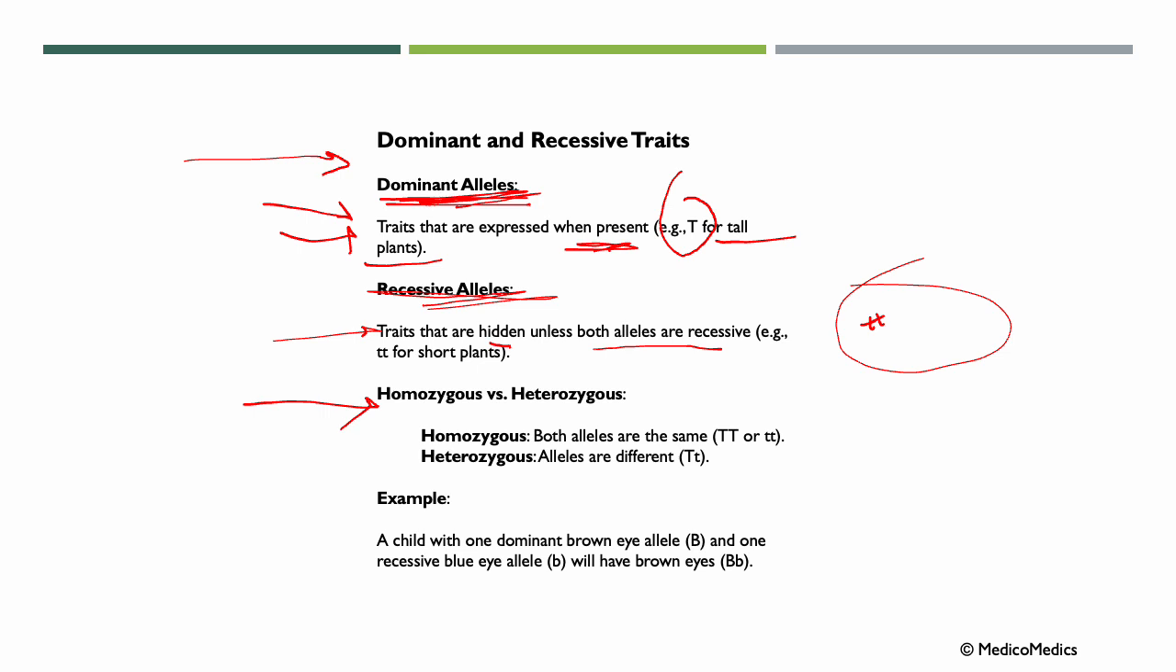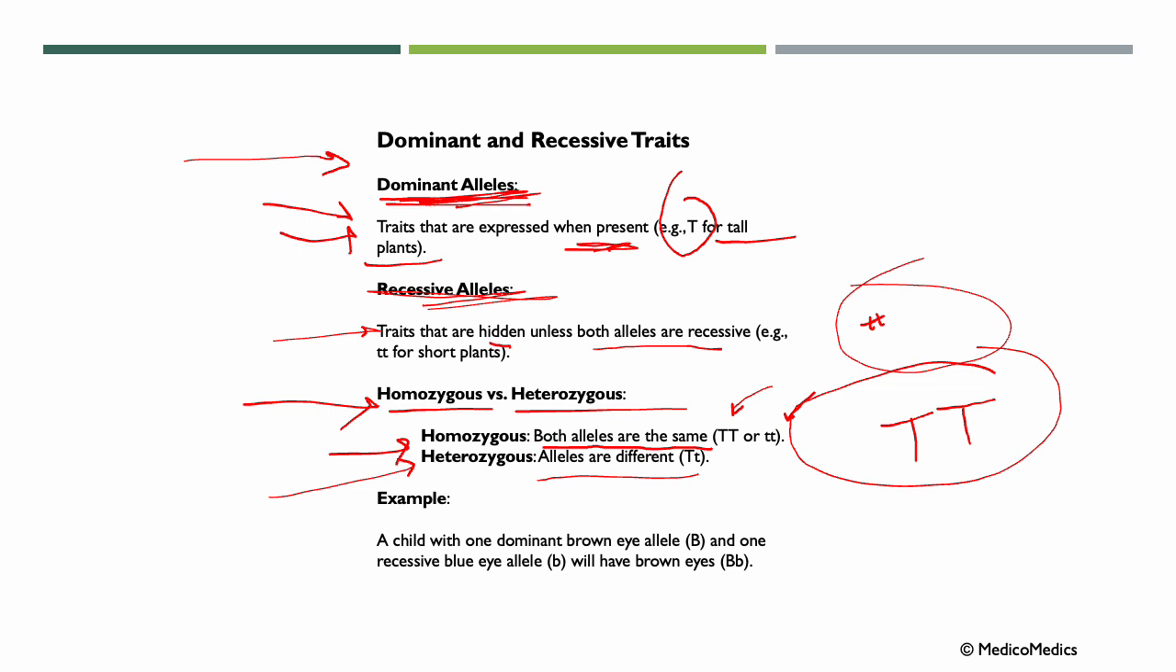Then we have the concept of homozygous versus heterozygous. If it's homozygous, both alleles are the same. So TT or tt. If it's heterozygous, alleles are different. So any variation where we have Tt, for example, is heterozygous, while TT and tt with two recessives are homozygous. So a child, for example, with one dominant brown eye allele and one recessive blue eye allele will have brown eyes.